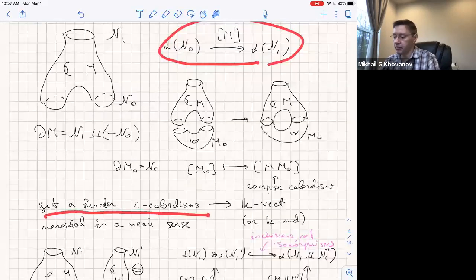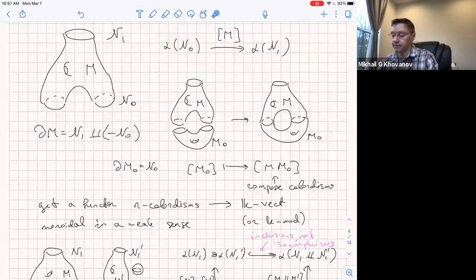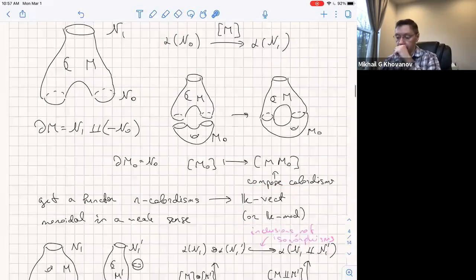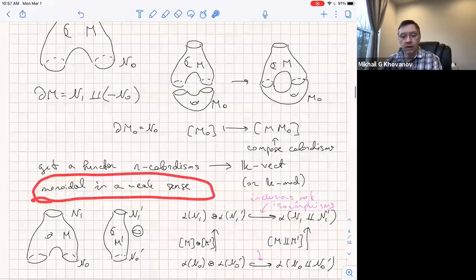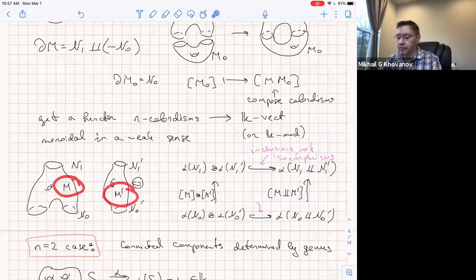And we get a functor from n-cobordisms to the category, in this example, of vector spaces over a field K. And this functor is monoidal in a weak sense. Monoidal in the sense that given cobordisms M from N0 to N1, and M prime from N0 prime to N1 prime, if you put them next to each other, you get a cobordism M union M prime. So M induces a map of state spaces from alpha of N0 to alpha of N1. M prime induces a map of state spaces from alpha of N0 prime to alpha of N1 prime. And the union induces a map from the state space of N0 union N0 prime to N1 union N1 prime. And of course, the diagram commutes.